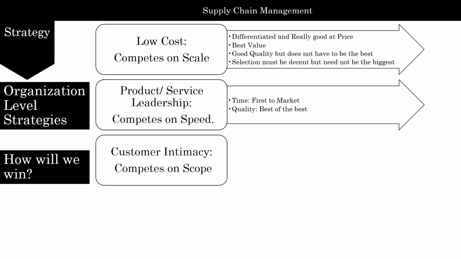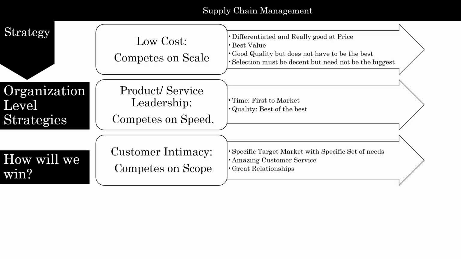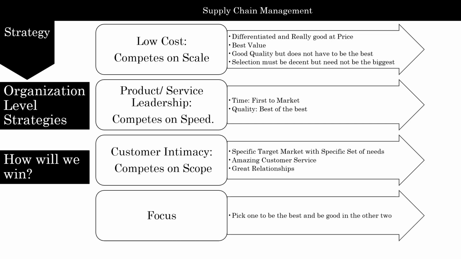The third option is customer intimacy, where the company competes on scope. In this case, the company looks at a specific target market with a specific set of needs and builds amazing customer services and really builds a strong relationship with the customer. Any company has to focus on one of these three to be the best in and be good in the other two.